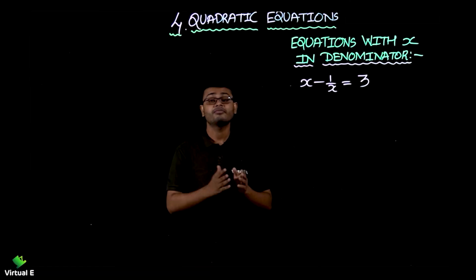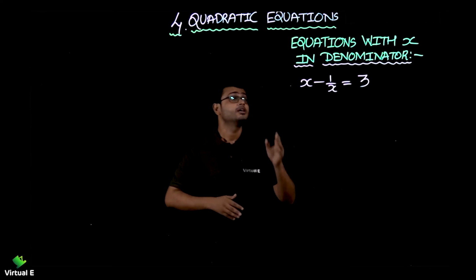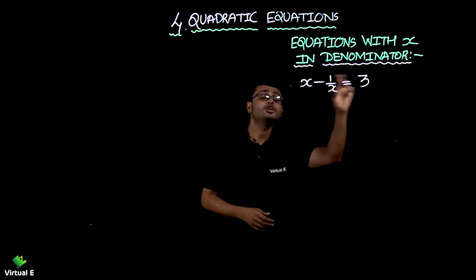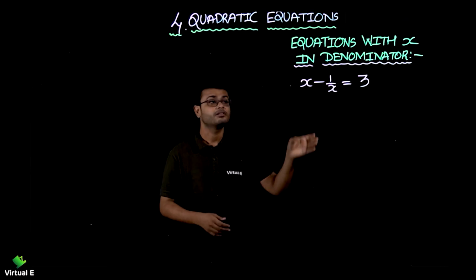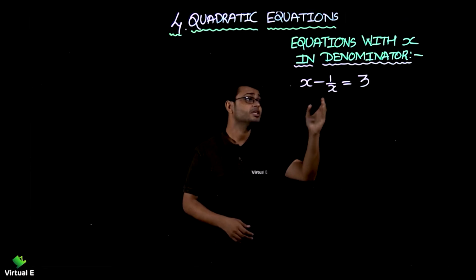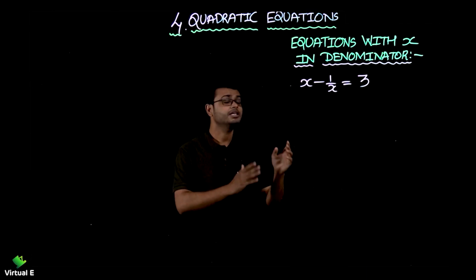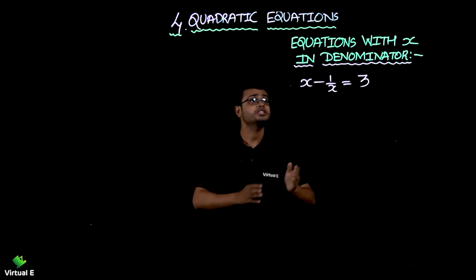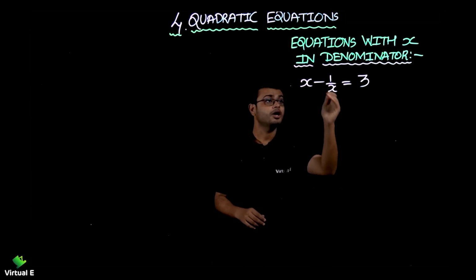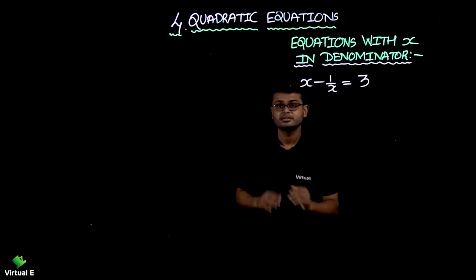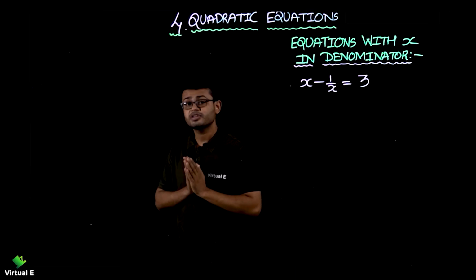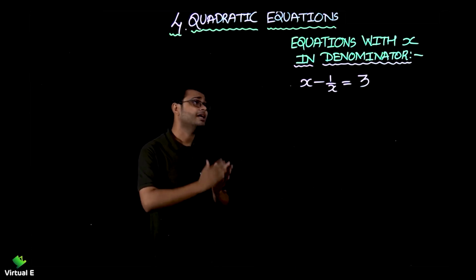So far we have discussed equations which have x only in the numerator. In this session we are going to discuss equations which have a variable in the denominator. Let's start with the first case. The equation is x minus 1 over x is equal to 3. Simple. Now first of all we need to get x squared.